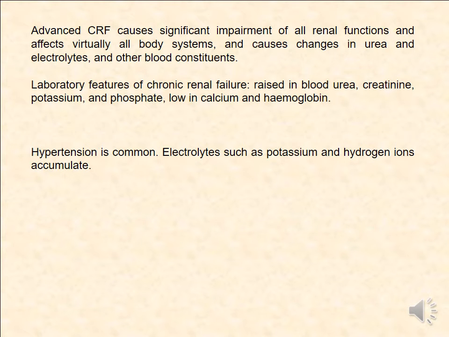Advanced chronic renal failure causes significant impairment of all renal functions and affects virtually all body systems, and causes changes in urea, electrolytes, and other blood constituents. Laboratory features of chronic renal failure: rise in blood urea, creatinine, potassium, and phosphate, and low calcium and hemoglobin. Hypertension is common. Electrolytes such as potassium and hydrogen ions accumulate.